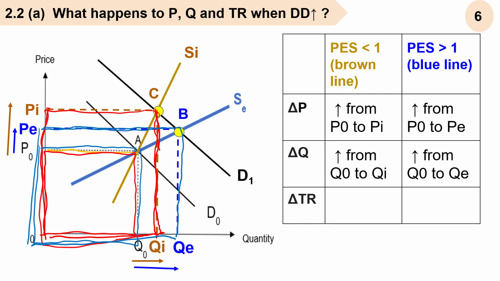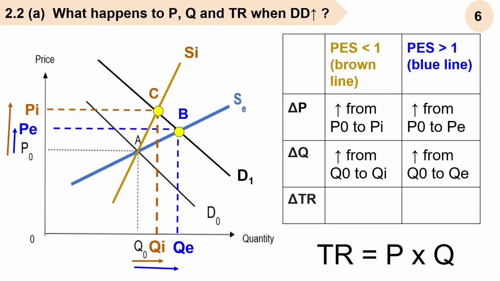So, back to my initial question, what happens to total revenue? Who can help me? Total revenue increases. For both cases, PES more than 1 and less than 1, total revenue increases for both.